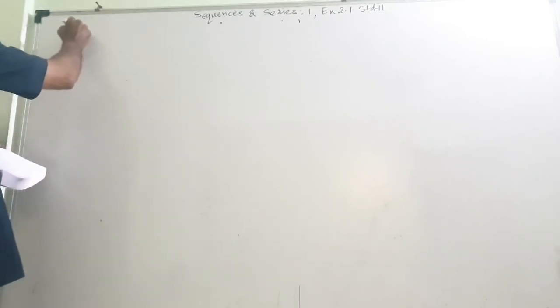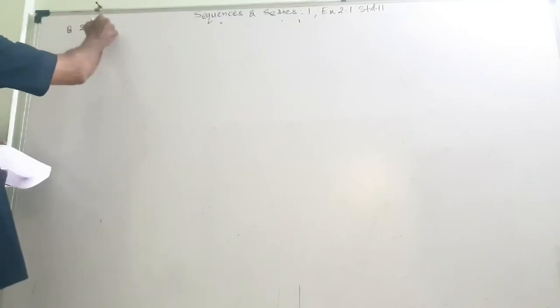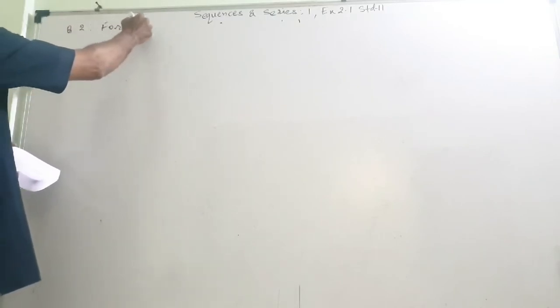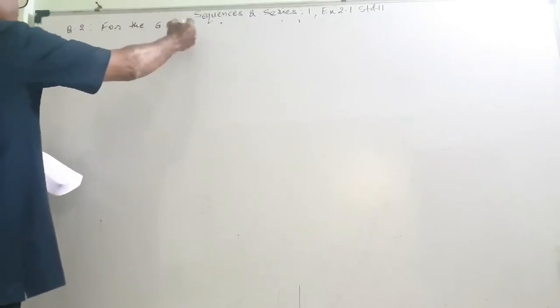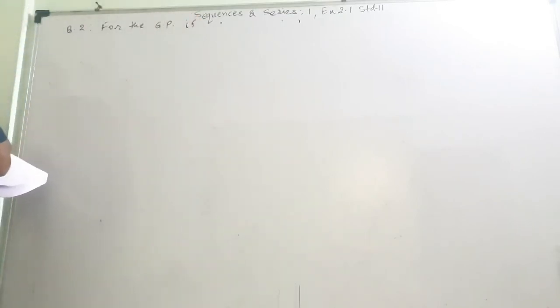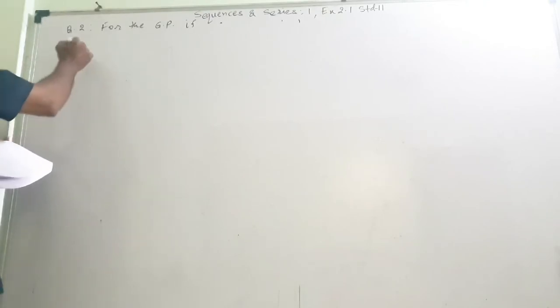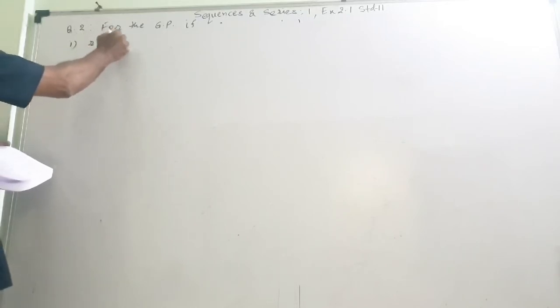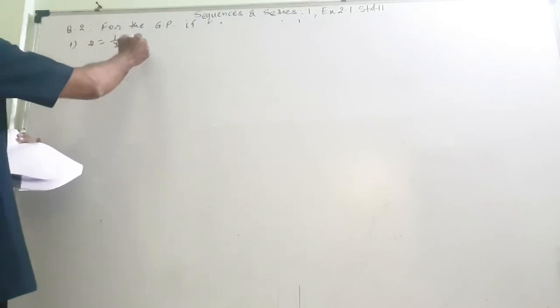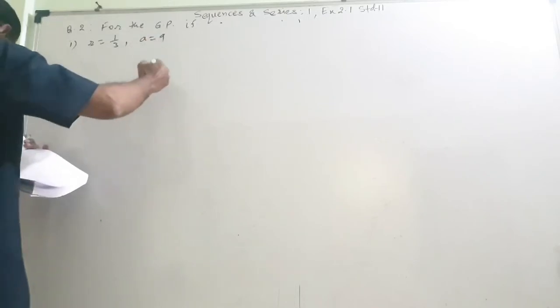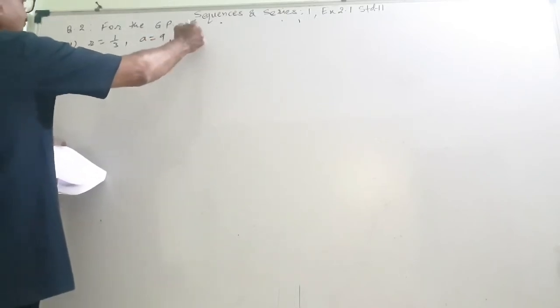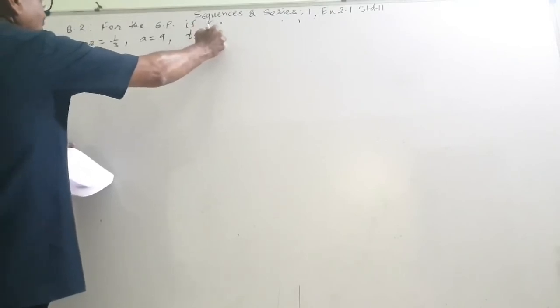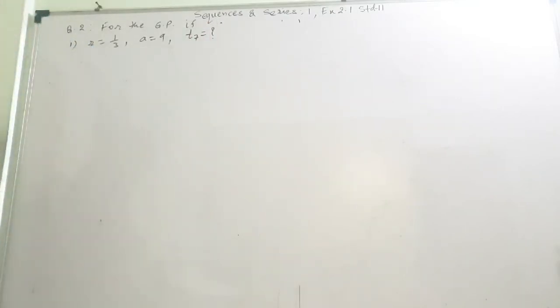The second question is for the GP, question 2. For the GP, if R equal to 1 upon 3, A equal to 9, find T7. Seventh term is equal to question mark. This is the first question.